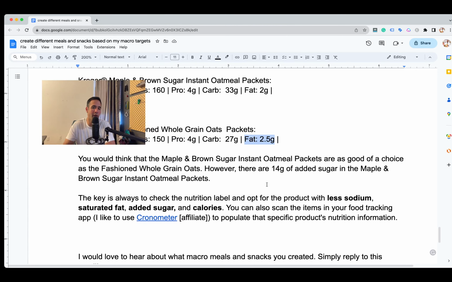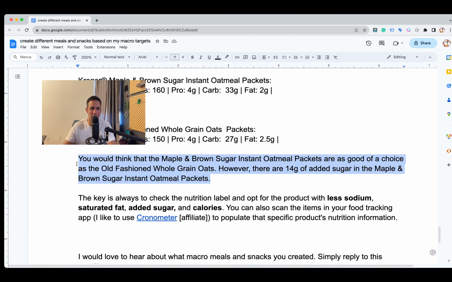So you would think that the old-fashioned whole grain oats would be the better choice. However, there are 14 grams of added sugar in the maple and brown sugar instant oatmeal packets. So it's much higher in added sugar.